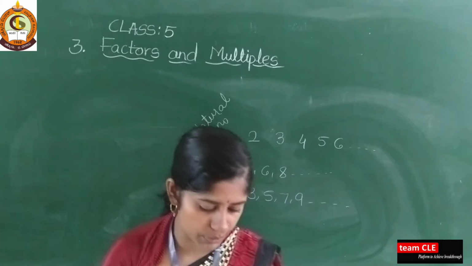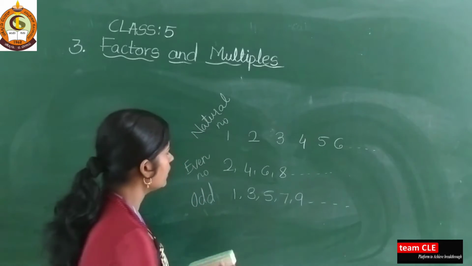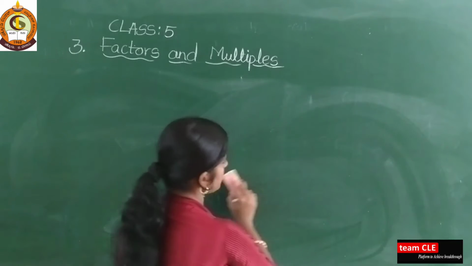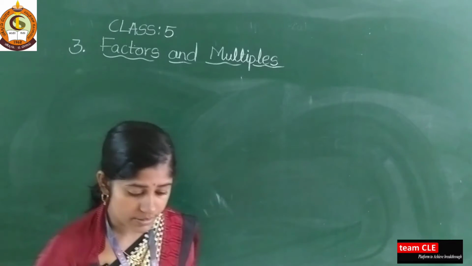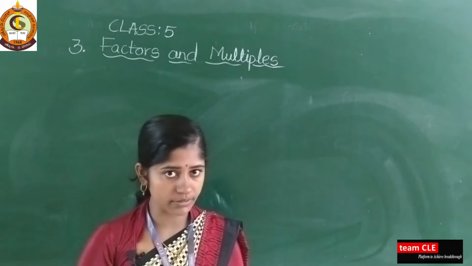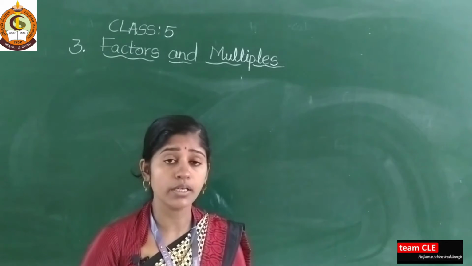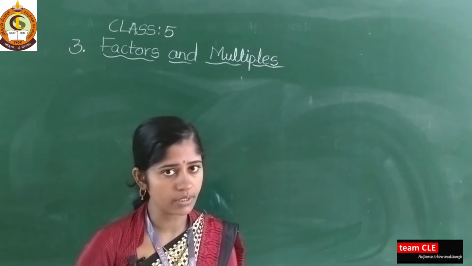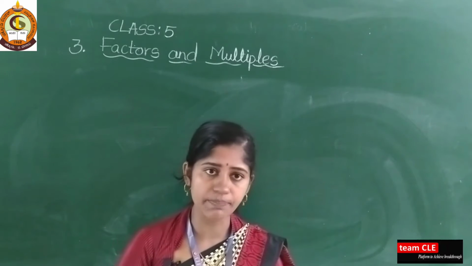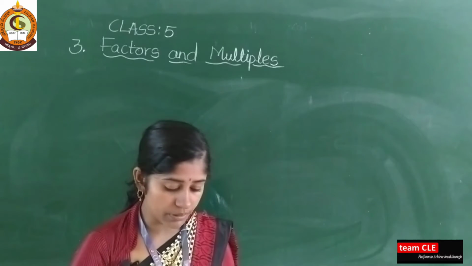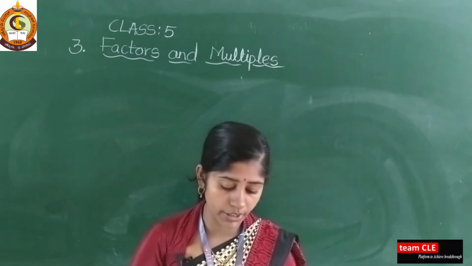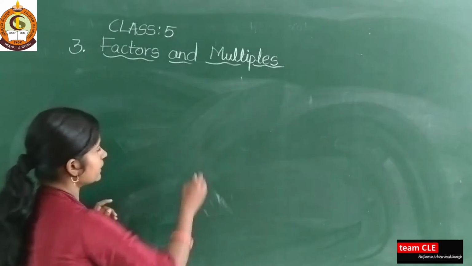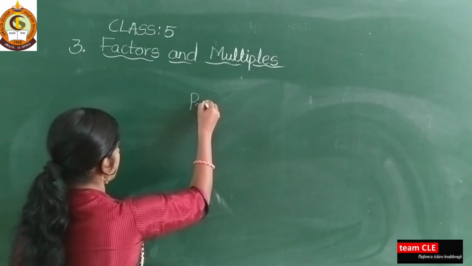So you know these numbers, but now we are learning prime numbers and composite numbers. What are these? See here, already you know about factors. Factors means a number which divides the given number exactly without leaving a remainder. Then what are prime numbers? Prime numbers are numbers which have only two factors, that is 1 and the number itself. So let us discuss prime numbers.